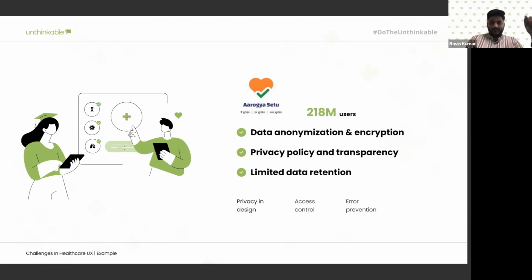And then the third point, limited data retention, was again one of the most important things that they did. They retained users' data for only 45 days, not more than that, and they deleted the unnecessary data periodically.